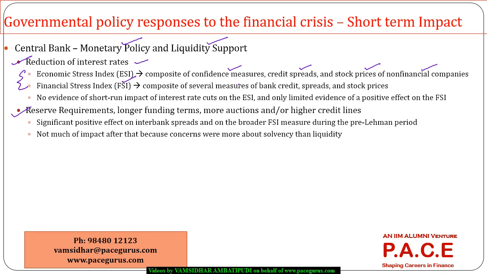They also looked at FSI, which is the financial stress index, where we are looking at the same kind of measures, bank credit, spreads, stock prices, etc. of the financial companies. So these were the two numbers that were examined separately to understand whether there was any kind of improvement in the financial crisis situation from the reduction of the interest rates.